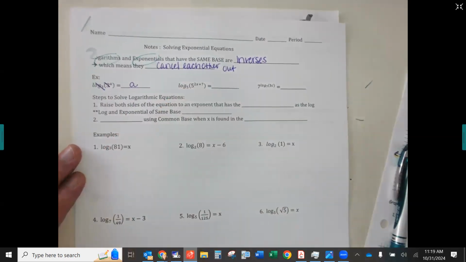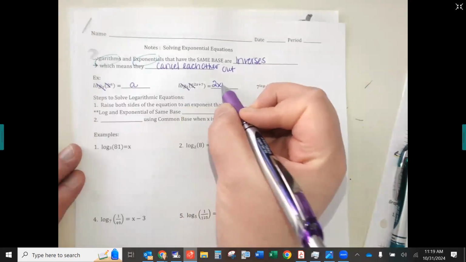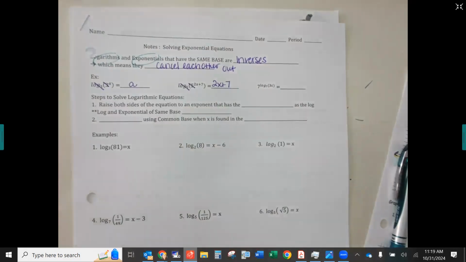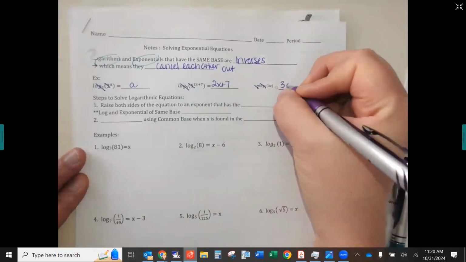Okay, look at the second one. I have a log little 5 and a big 5, then what's going to happen? Cross them out, just the 2x plus 7. Okay, last one. I have a big 7 and a log 7. Now notice, the order is reversed this time, but it doesn't matter. A big 7 and a log little 7 are going to cross out. You're just going to keep the 3c.